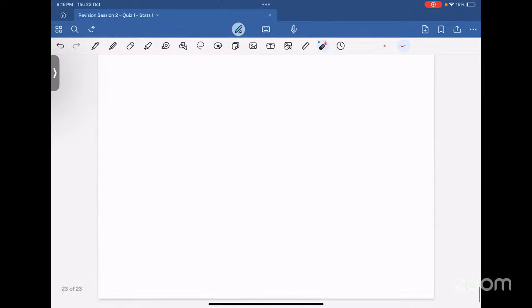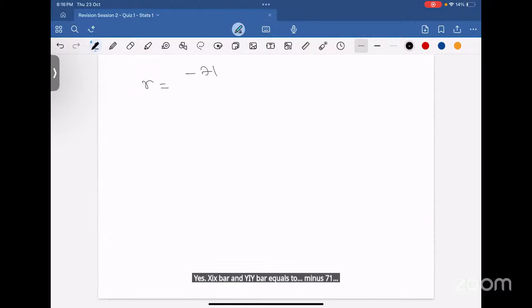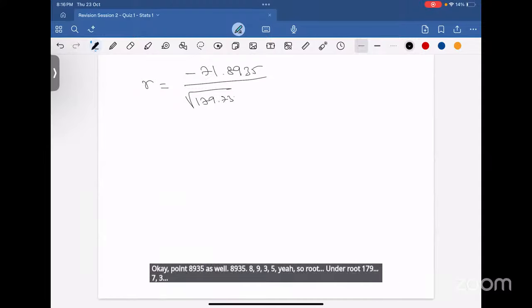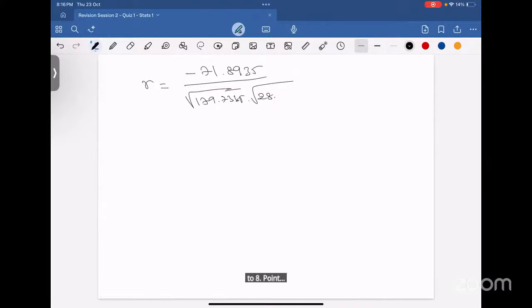Can you repeat? Yes, summation of (xi minus x bar) and (yi minus y bar), equals minus 71.8935, by root of 179.7335 and another root of 28.7575. Here the summation is from i equals 1, just going with the numbers.